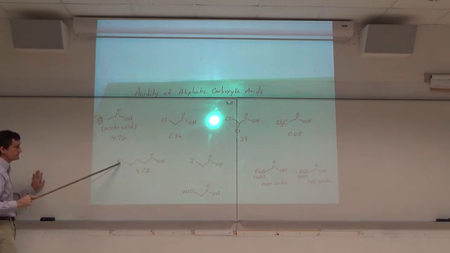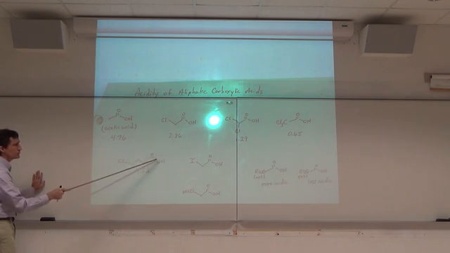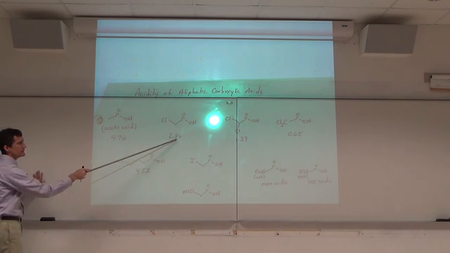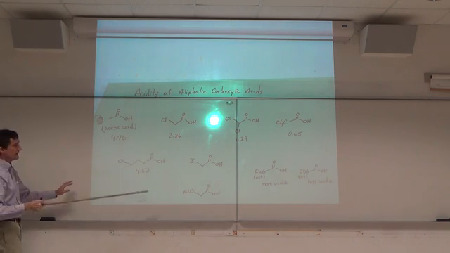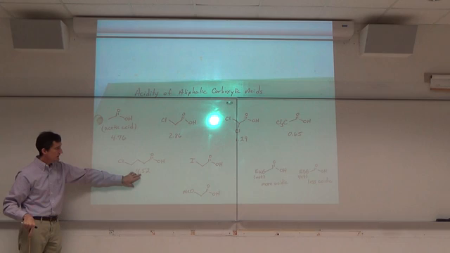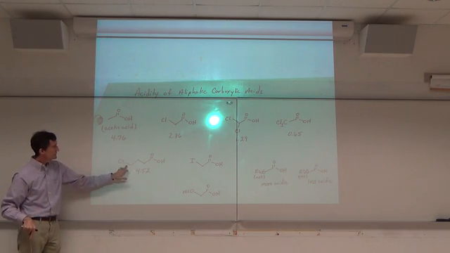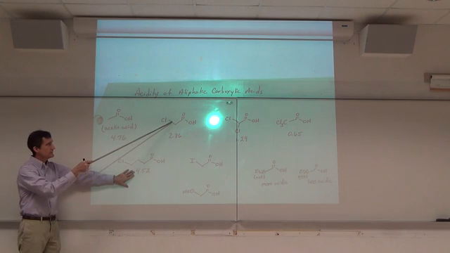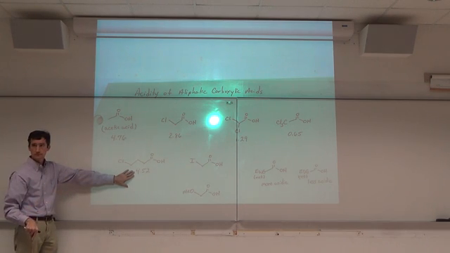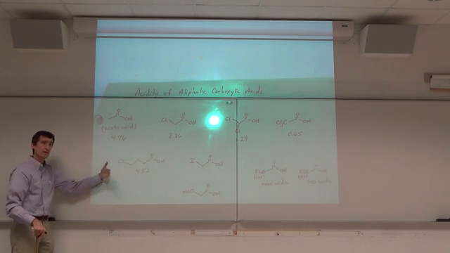The closeness of the halogen to where the anion is going to form is important. The closer it is, the greater effect. As the chlorine moves away, the effect is not as strong. This is still more acidic than this, but it's not as acidic as if the chlorine is closer. So the effect sort of tails away.